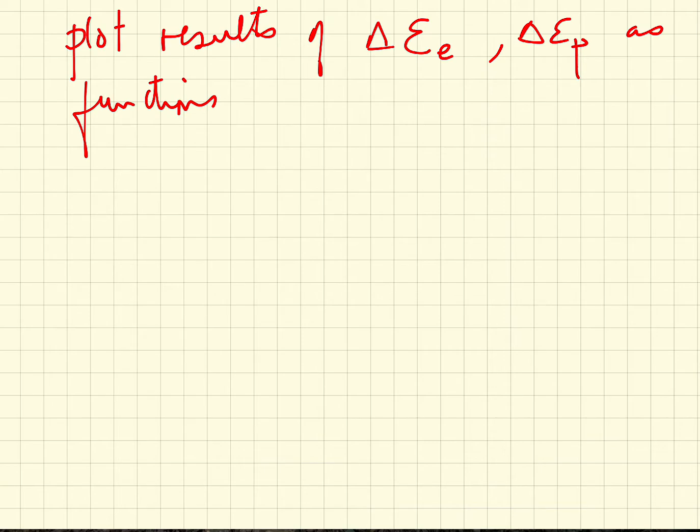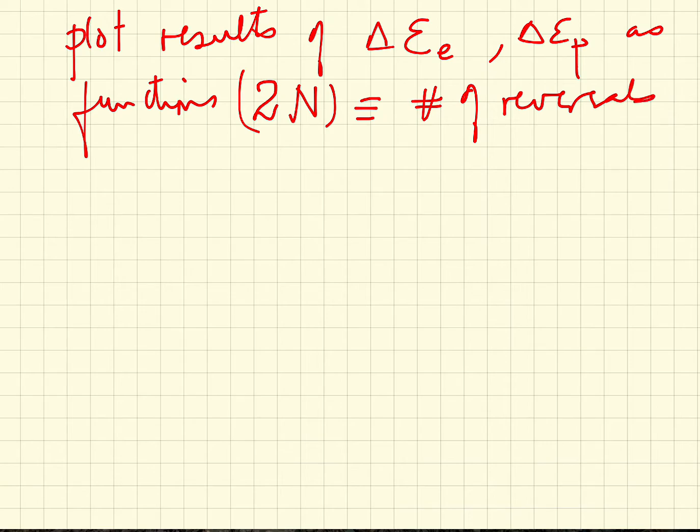But since the number of cycles could be small, usually we plot it as a function of the number of reversals, 2n. This is the number of reversals. So each reversal is half a cycle.